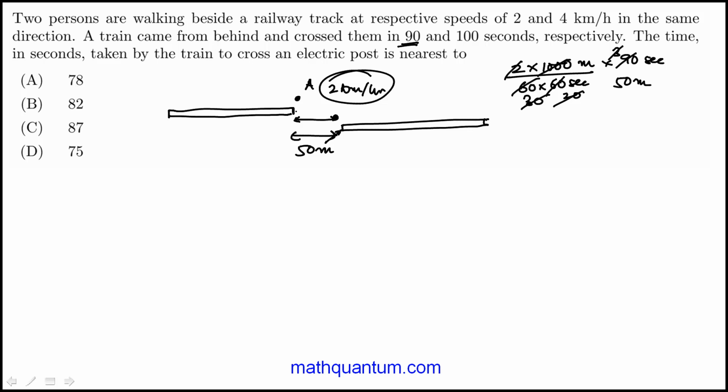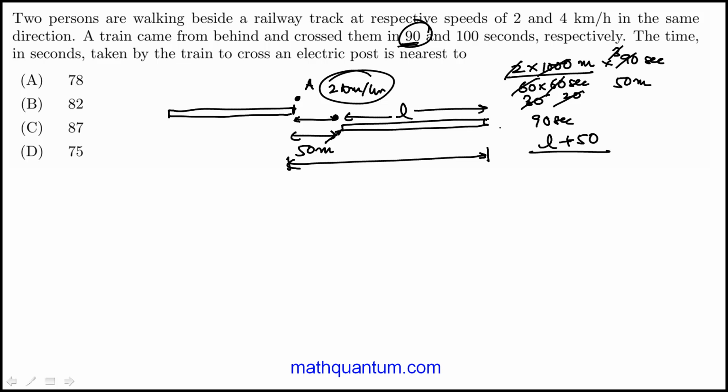And so if we look at just the front of the train, the total distance that it has covered in that same 90-second period is the length of its body, let me call that L, plus that 50 meters. So its average speed is (L plus 50) over 90, the distance covered over time. And again, this is in meters per second.